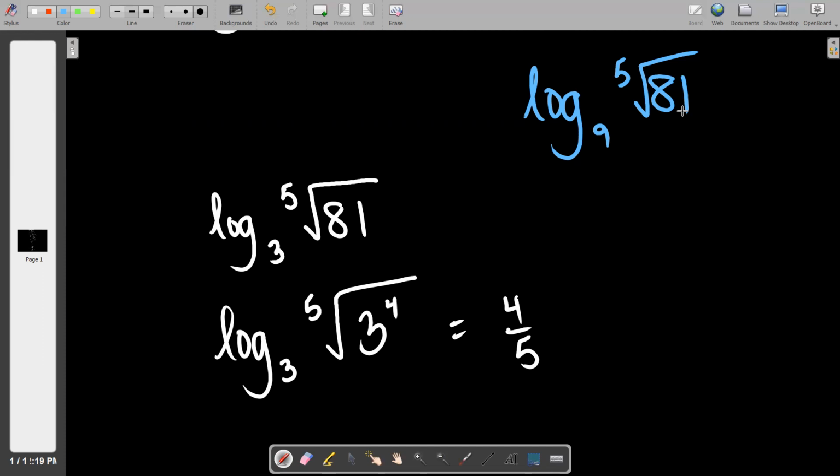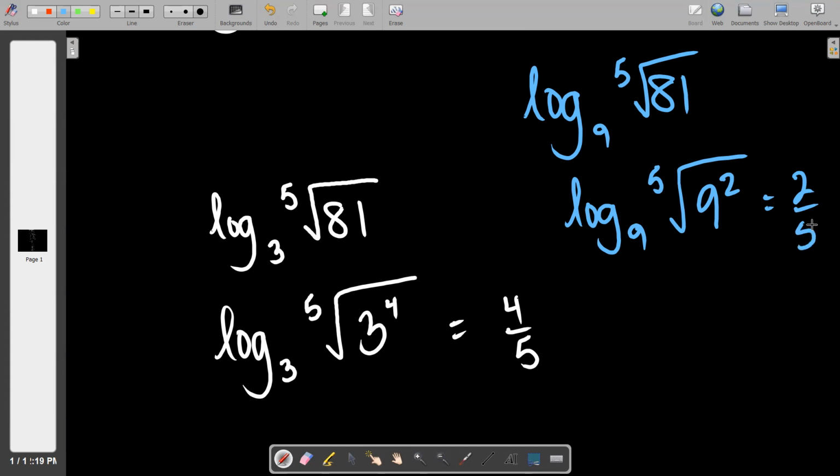So, like in the last problem, we said to 81, we want you to be 3 to the 4th. What do we want 81 to be in this problem? Yes, we want him to be 9 squared because operation match the base. So we want log base 9 of the 5th root of 9 squared. What is the answer to this one?